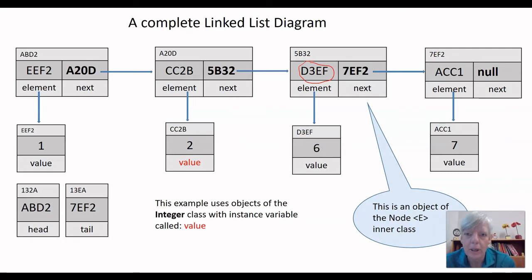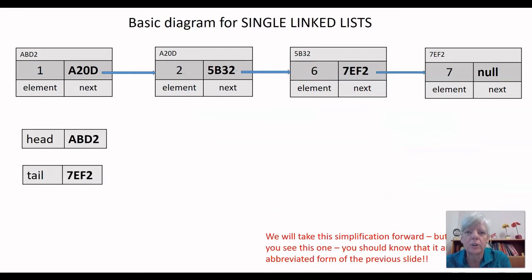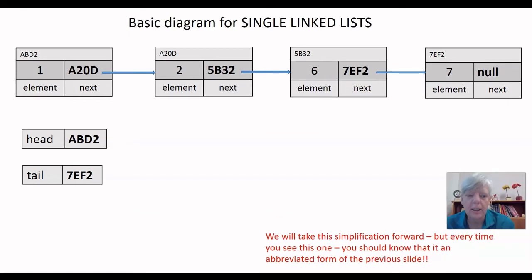The name of a variable, or the name of an object, is a separate variable that contains the address of its starting position. Now, I don't want to say this over and over again, so we are going to use the simplified version of the diagram. But I don't want you to forget how the original diagram looks, because when we do our Java, you will have to have that in your mind.